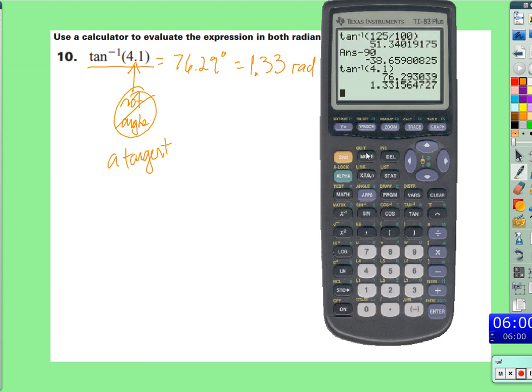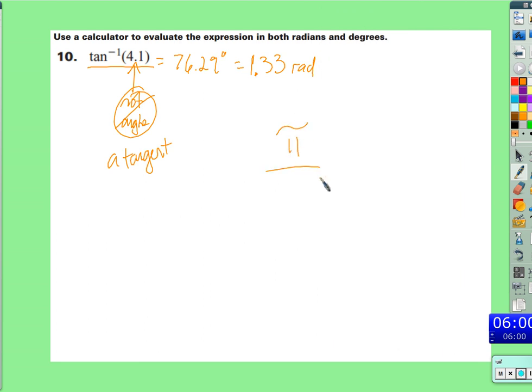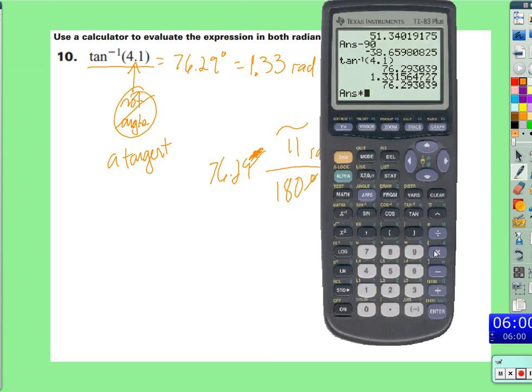Let's go over one more thing. So we have our answer in degrees. How do I convert it? Pi radians is 180 degrees. We want to be left with radians, right? We want to cancel out degrees. This is how many radians there are. We're going to cancel out those degrees. 76.29 degrees, and we'll multiply this by pi over 180.